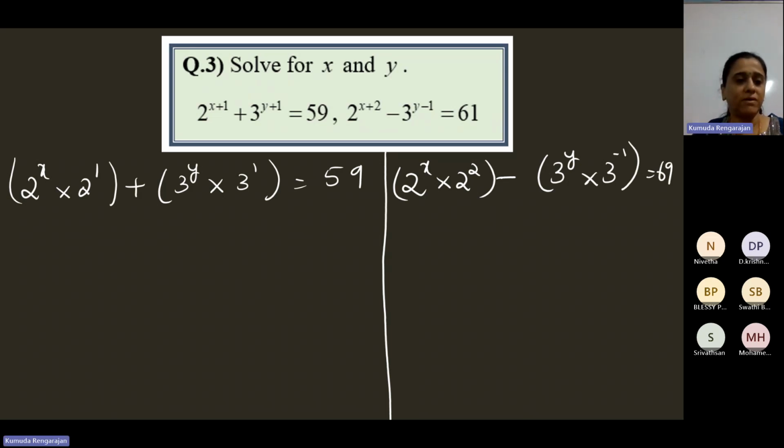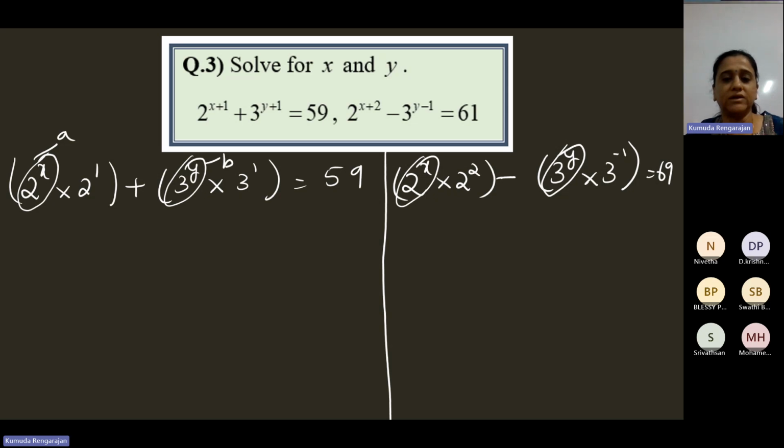So can you see 2 to the power x, 3 to the power y, 2 to the power x, 3 to the power y. So we'll call this A, we'll call this B, we'll call this A, we'll call this B. We'll call 2 to the power x as A and 3 to the power y as B. What happened?